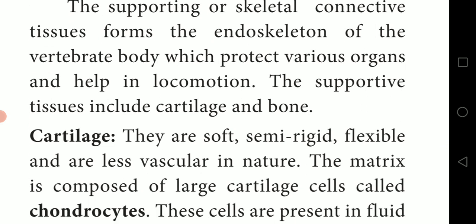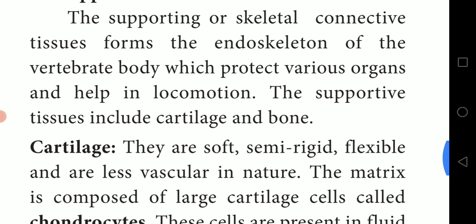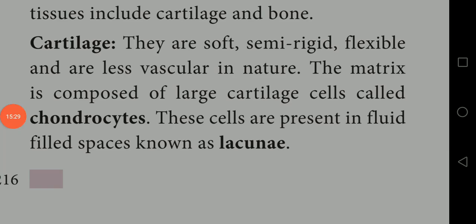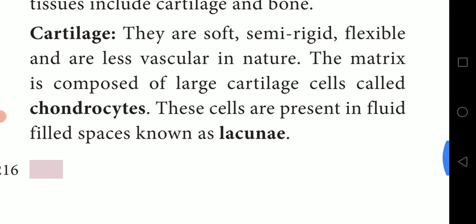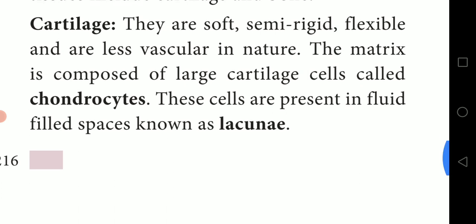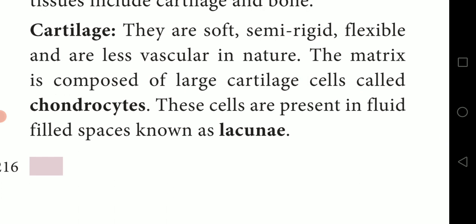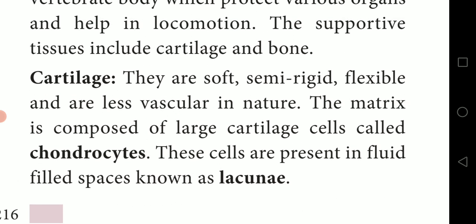The supportive tissues include cartilage and bone. Here we'll see what cartilage is. They are soft, semi-rigid, and flexible, and are less vascular in nature. Cartilage means the soft bone. The matrix is composed of large cartilage cells called chondrocytes. Underline this important word. These cells are present in fluid-filled spaces known as lacunae. They may ask you what lacunae is for 2 marks. Just underline it.